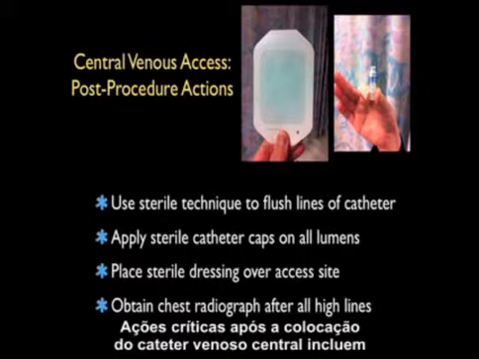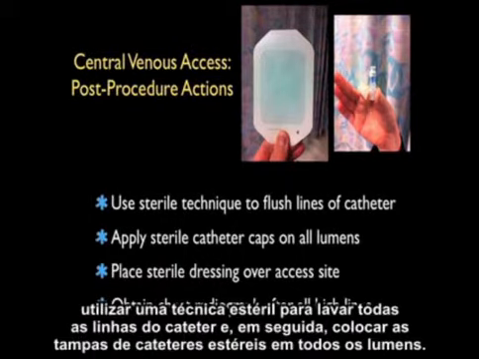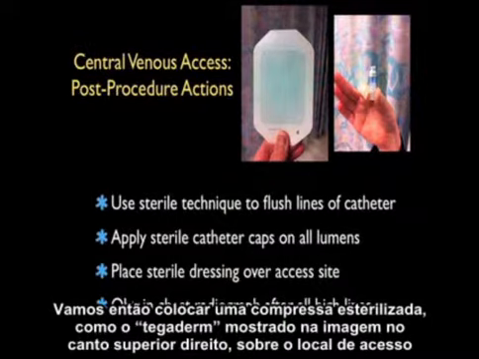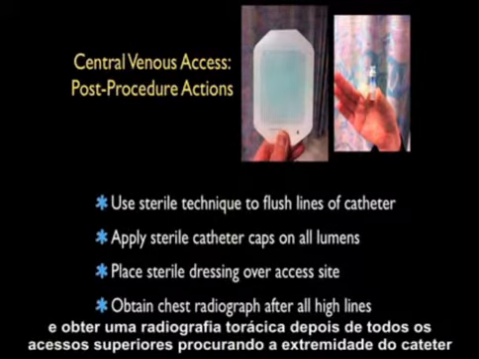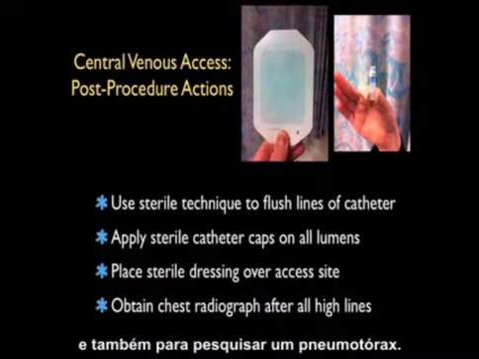Critical actions following placement of a central venous catheter include using sterile technique to flush all lines of the catheter and then putting sterile catheter caps on all lumens. We'll then place a sterile dressing, like the Tegaderm shown in the picture to the upper right, over the access site and obtain a chest radiograph after all high lines to look for placement of the tip of the catheter and also to rule out a pneumothorax.